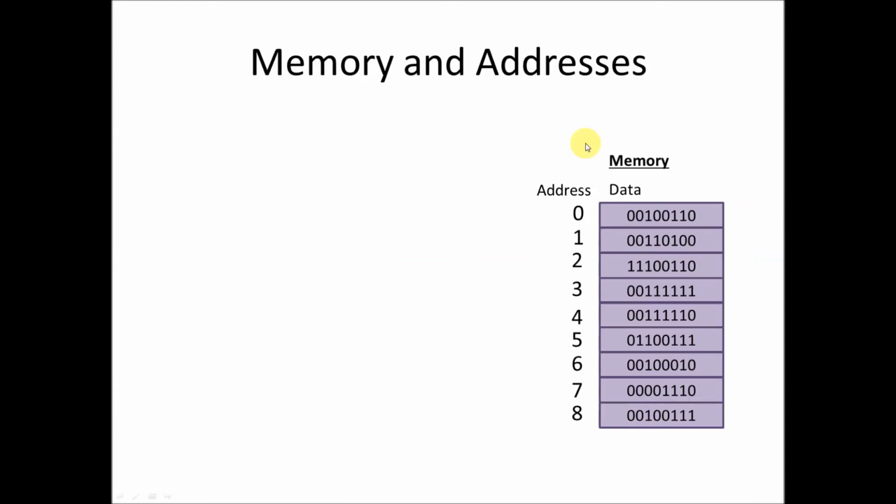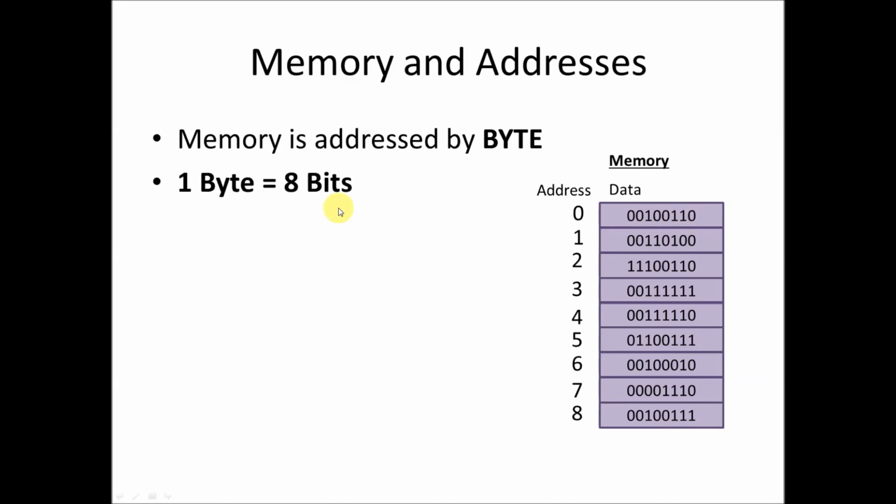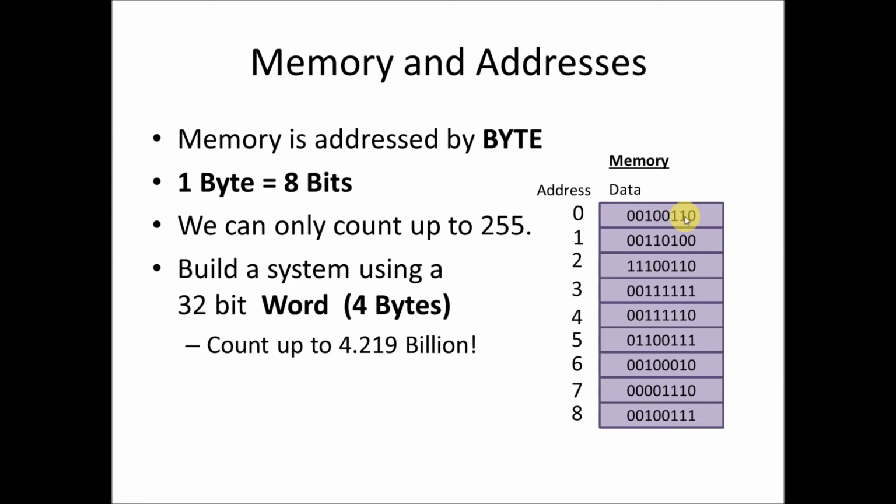When we store information in a memory, it has an address, just like we were talking about. The address is the number of a location that stores some data, and we store everything as a byte. So every location in memory only stores 1 byte, which is equal to 8 bits. The problem is that 1 byte can only count up to 255. That doesn't leave a lot of flexibility for us. We want to count much bigger numbers. So we build a system using a 32-bit word, or 4 bytes at a time. This allows us to count up to almost 4.25 billion.